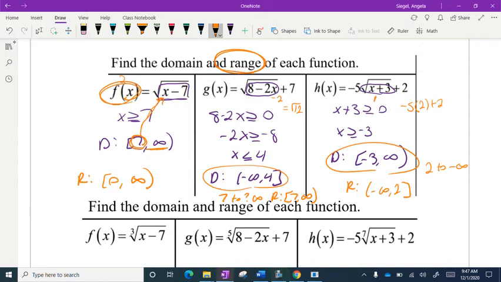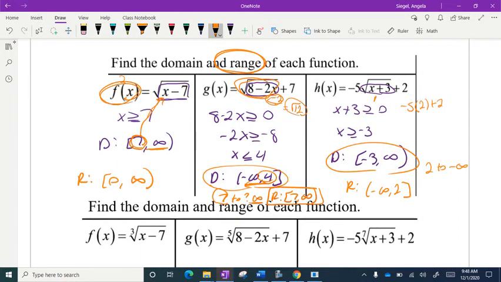Okay, so this one I found that if I plugged in my limit of 4 here, I would get 7. So I'm trying to figure out, is it going to go from 7 to positive infinity or 7 to negative infinity? Because of my domain, I have to go smaller than 4. So I just chose -2. If I plugged in -2, I got the square root of 12 plus 7. Well, that's definitely a positive number. So then my range was 7 to positive infinity.